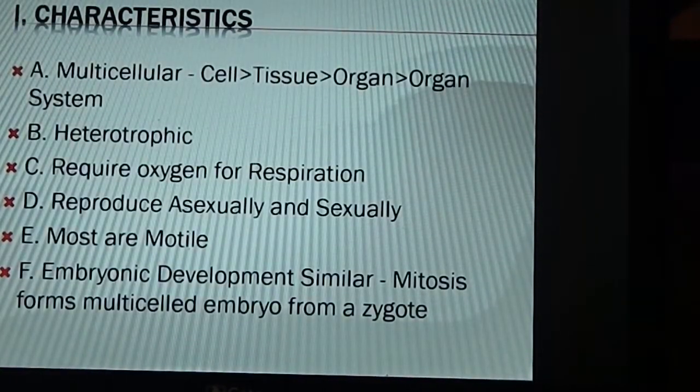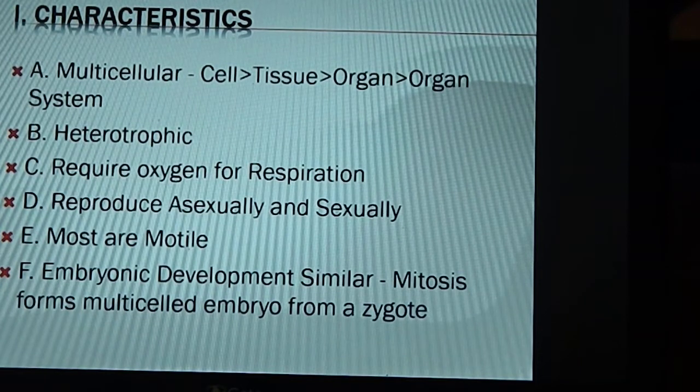So animals have certain characteristics. They're multicellular, but the simplest animals just have cells that are working sort of autonomously and not working together. Then the next group would have tissues but no organs, and then the rest of the phyla of animals deal with complex organs and organ systems. They're heterotrophic. They eat things to gain energy. They can't make their own food. They require oxygen for cellular respiration. They reproduce asexually and sexually.